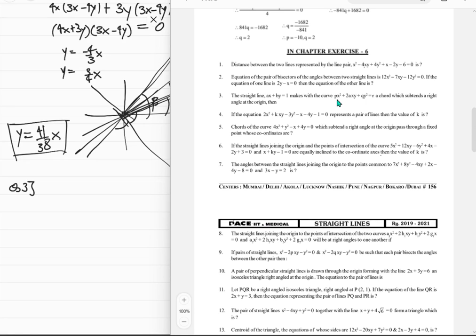Next, the straight line ax plus by equal to 1. So this is the kind of format that we use to normalize stuff. This straight line makes with this curve a chord which subtends a right angle at the origin. So look, a random conic, a line, a chord subtending a right angle at some point, in this case the origin, right? So how do we do this? Just normalize it and then you will be able to solve it, right?